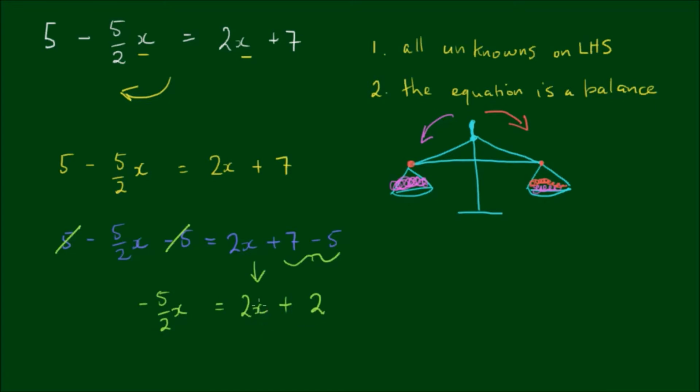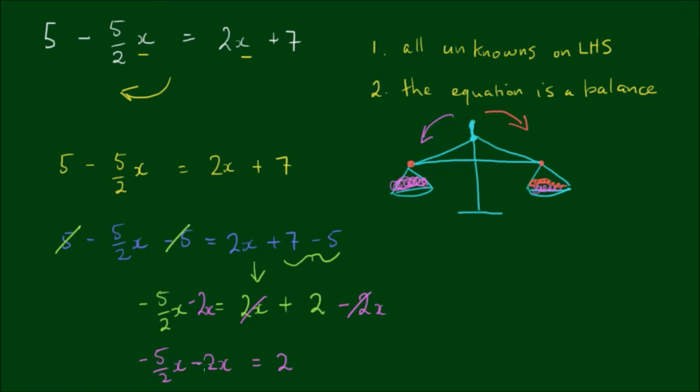Now for this step, I have a 2x on the right-hand side, which I want to move over to the left-hand side. So I can do that by subtracting a 2x on the right-hand side. And if I subtract a 2x on the right-hand side, I have to subtract also a 2x on the left-hand side. So 2 of x, or 2 of something, minus the 2 of the same thing, these cancel out. So I'm left with negative 5 divided by 2x minus 2x is equal to 2.